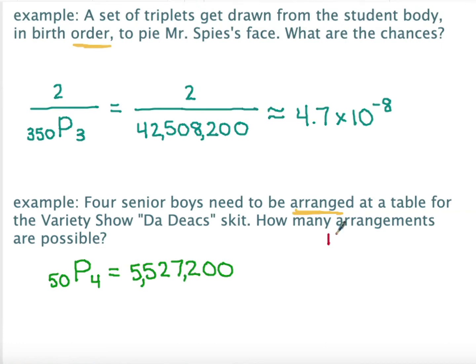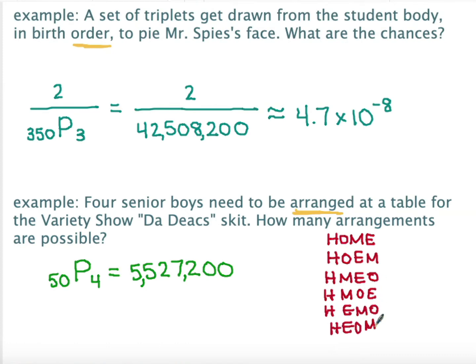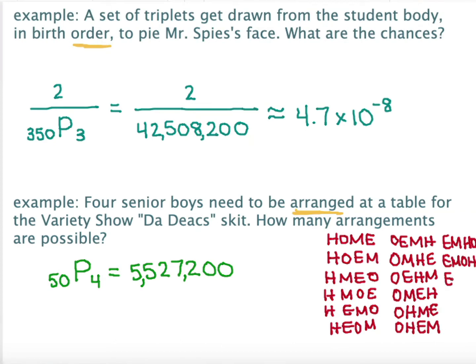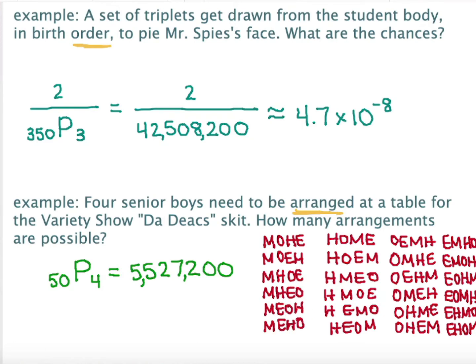Have you ever tried doing arrangements of things? Let's say that we were arranging the letters in the word home. How many different ways can you arrange those letters? That was 24 different ways. And that was only 4 letters. So you can imagine if you're choosing from 50 or if you're choosing from 350. That's why those numbers get so huge so fast.